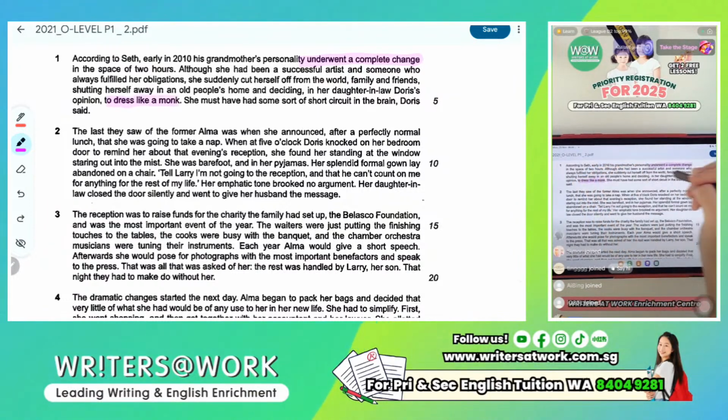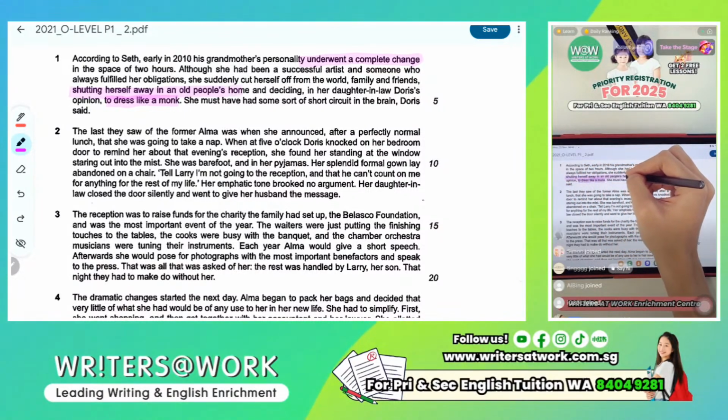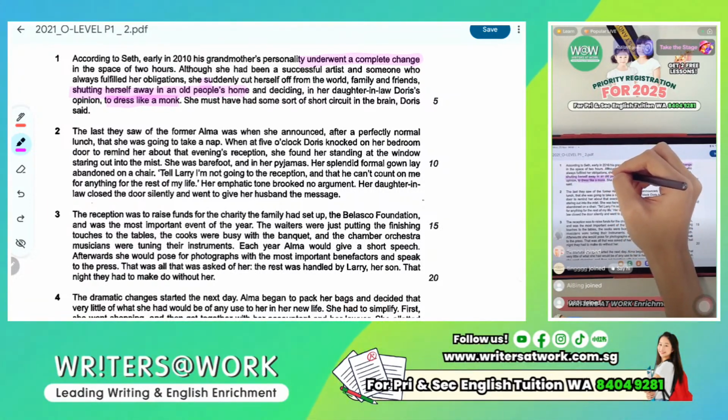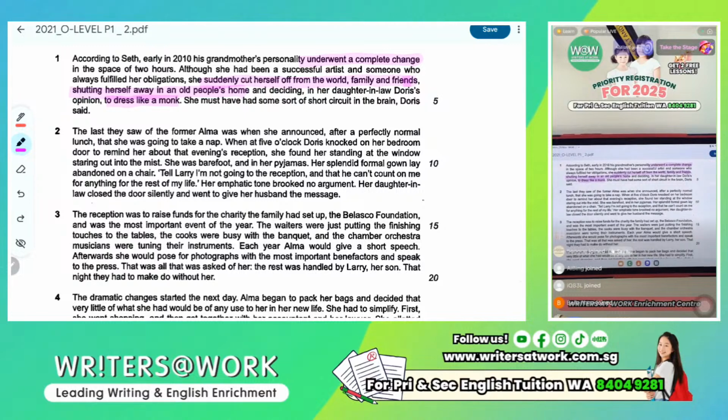Dressed like a monk, shutting herself away in an old people's home, suddenly cut herself off from the world, family, and friends. All these are elaborations of a main point, which is her behavior was changed suddenly and totally.